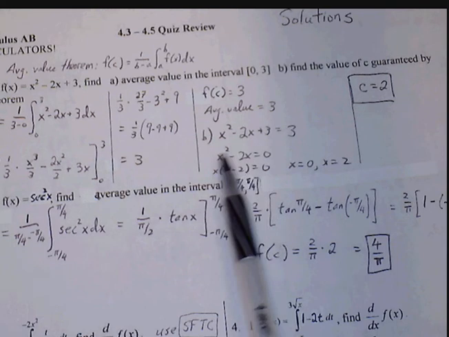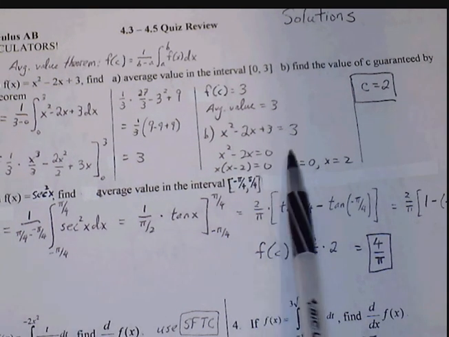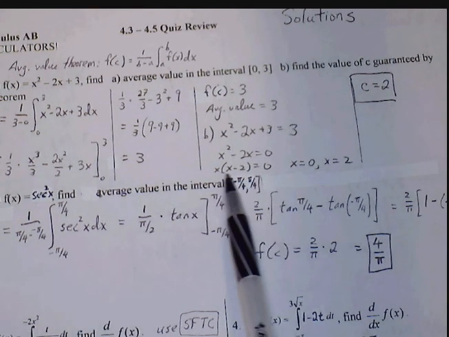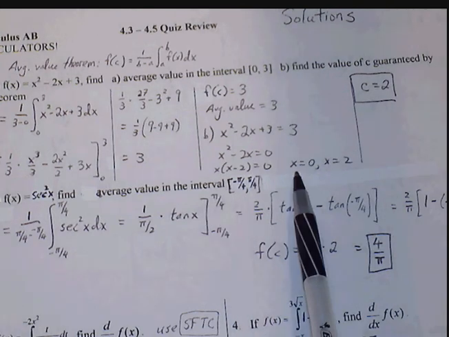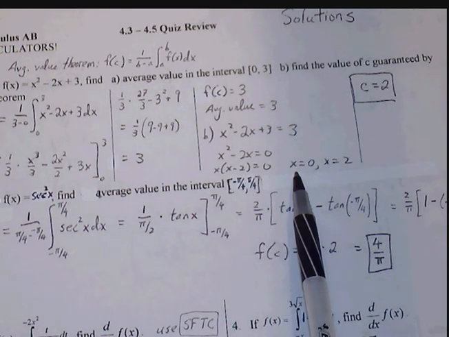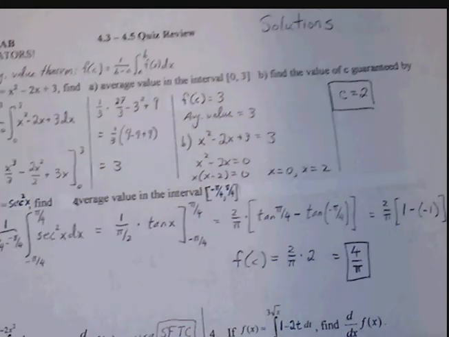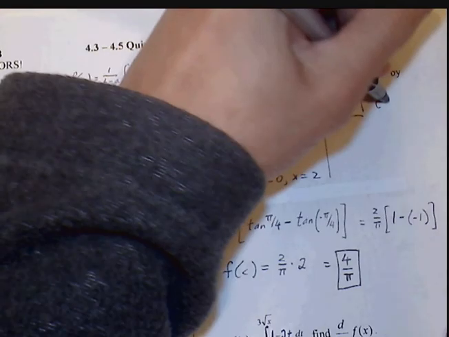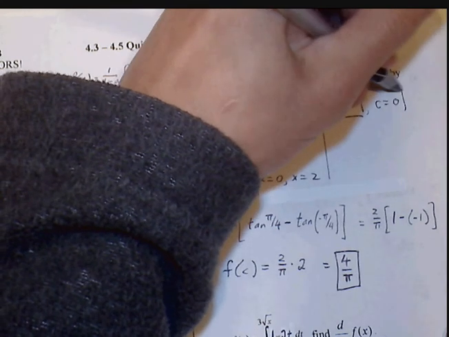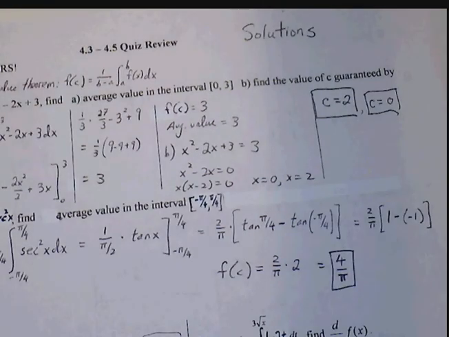In this case, x squared minus 2x, the 3's cancel out, so we can simply factor out the x and solve for x. So x equals 0 and x equals 2. Okay, so c is equal to 2, but then we can also say that c is equal to 0, since the endpoints can be the c value.